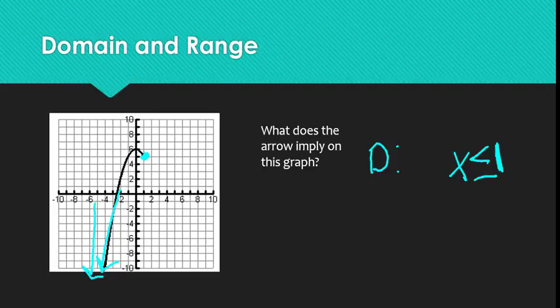Okay? Now, the range, remember we're talking about the y values. The largest y value we have is 6. Y is going to be less than or equal to 6. The arrow means that it will continuously grow in that direction.